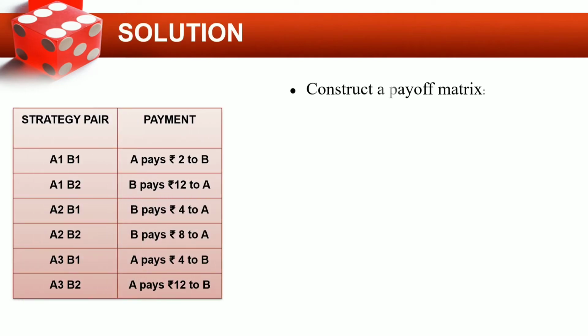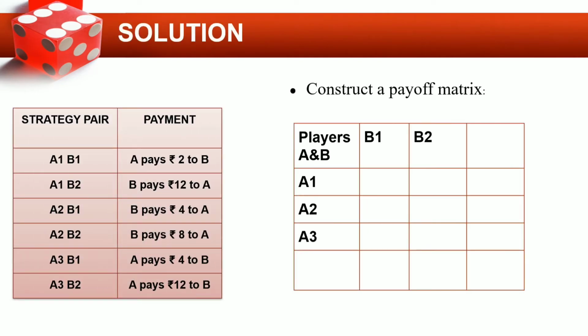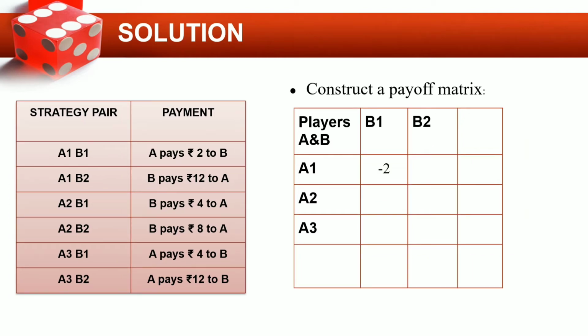Now let's see what will be the solution for this particular problem. Using this table, we have to construct a payoff matrix. The payoff matrix consists of player A and B with their strategies, that is A1, A2, A3 and B1 and B2. Now let's fill out these values in the blank spaces.